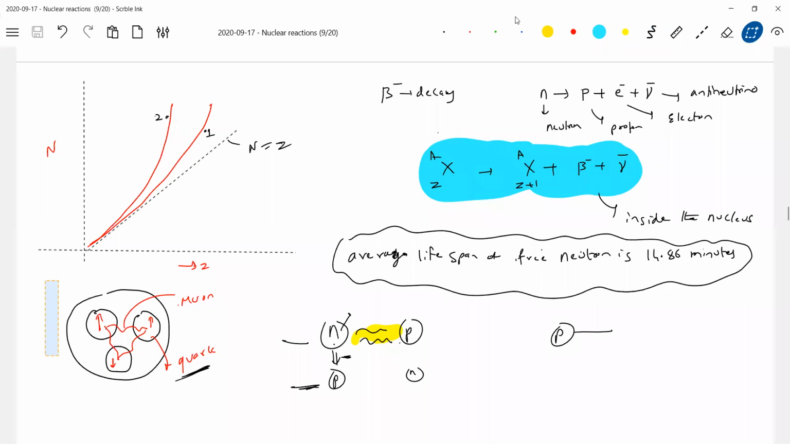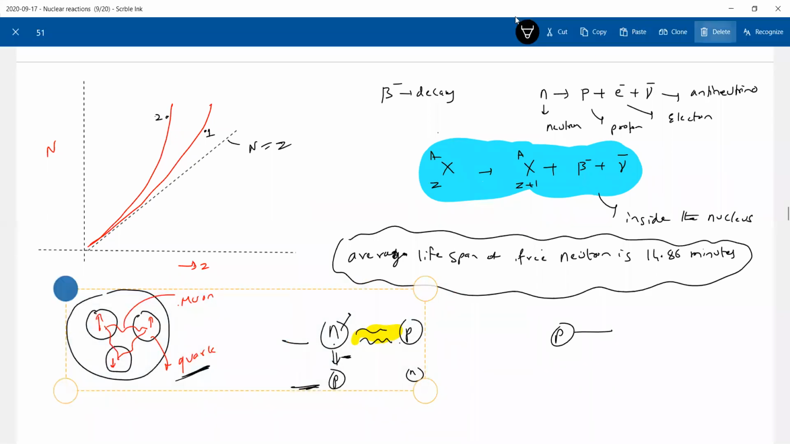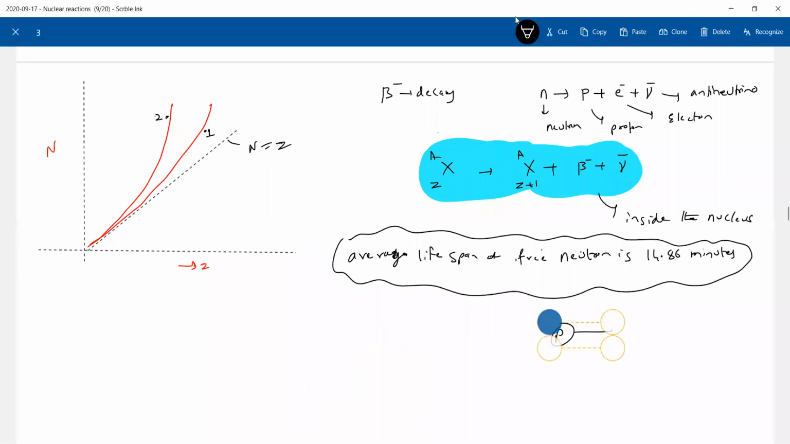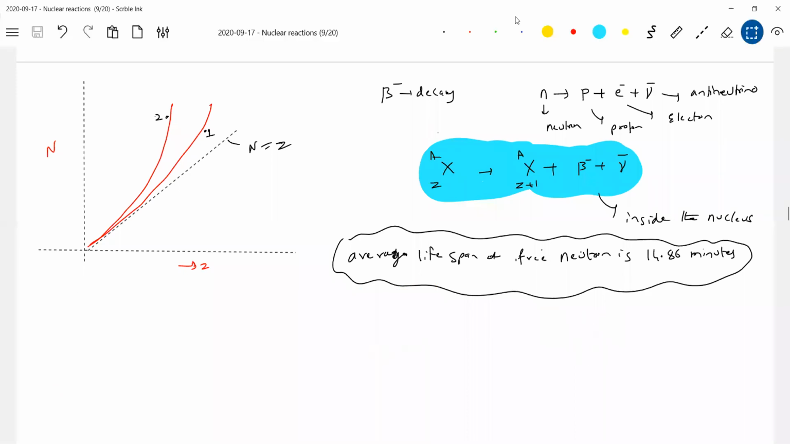So fine. Now why does the neutron become a proton? It's not because the neutron is unstable and becomes a stable proton. No, the nucleus itself is unstable. To attain stability, if it can increase its atomic number by 1, it can attain stability. For that purpose, the neutron inside the nucleus can become a proton.